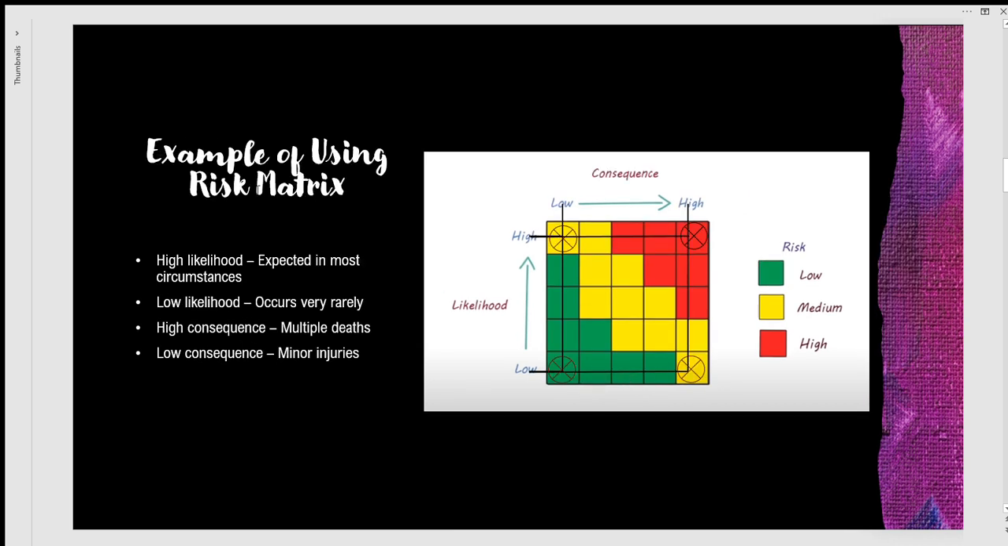So this is an example of using risk matrix. So let me explain this first. High likelihood means expected in most circumstances. So, pwedeng madalas nangyayari or palaging mangyayari, ganun. The low likelihood occurs very rarely. So, pwedeng hindi siya nangyayari or pwedeng minsan-minsan lang. So, the high consequence means multiple deaths or fatalities. And the low consequence means minor injuries. Pwedeng zero to minor injuries.